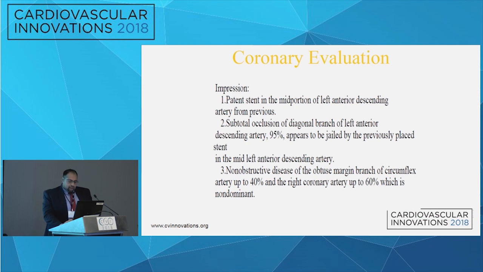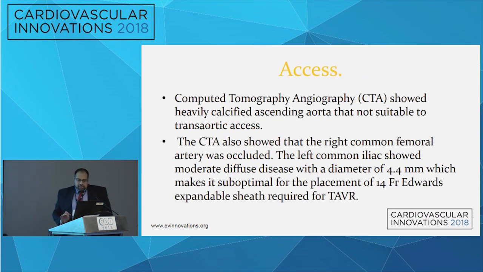For coronary evaluation, the only significant finding was one smaller diagonal branch, which had 95%, but the vessel was about 1.5 millimeters, so we left it alone. On the CT, she had heavy calcification in the ascending aorta. That limited options, and she also has severe peripheral vascular disease on both sides. You can see here the diameter of the left common iliac artery was 4.4, and the right common femoral artery was actually occluded. So both sides were not an option.